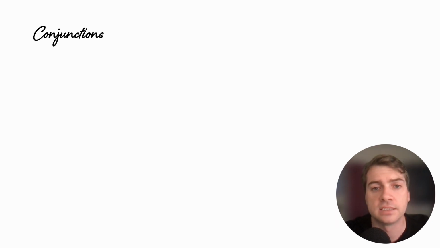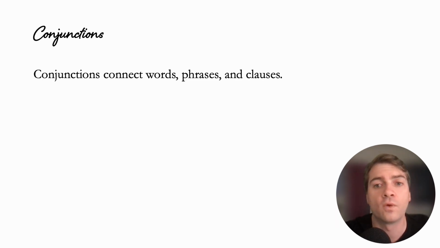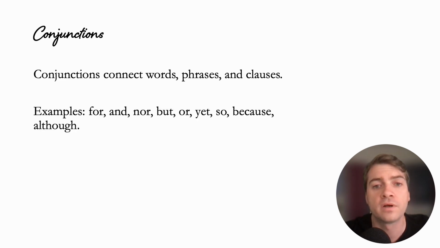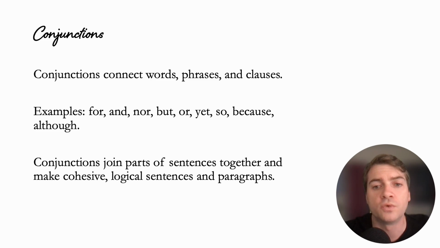All right, conjunctions. So conjunctions connect words, phrases, and clauses together. Some examples are for, and, nor, but, yet, so, because, although. Conjunctions join parts of sentences together and make cohesive, logical sentences and paragraphs. They may be small little words, okay, but they're very important to writing good advanced sentences in English. And we're going to talk about them a lot in the sentence structure lesson, but for now, it's important that you know what they are.